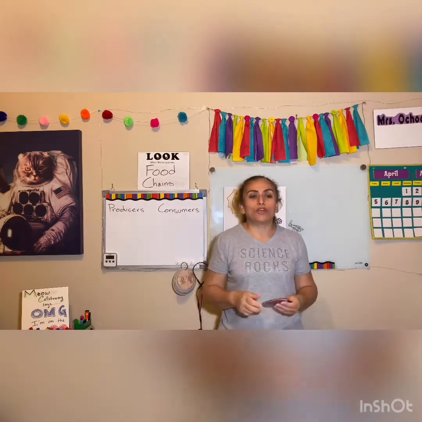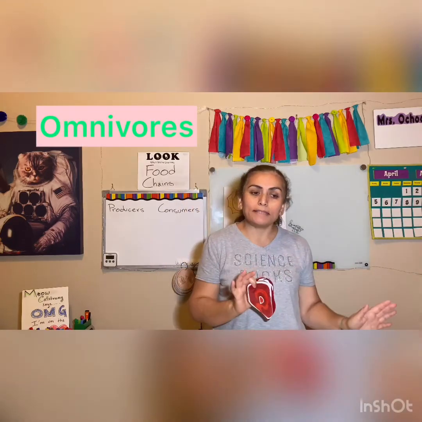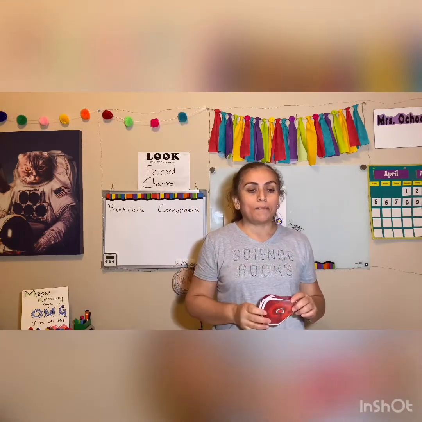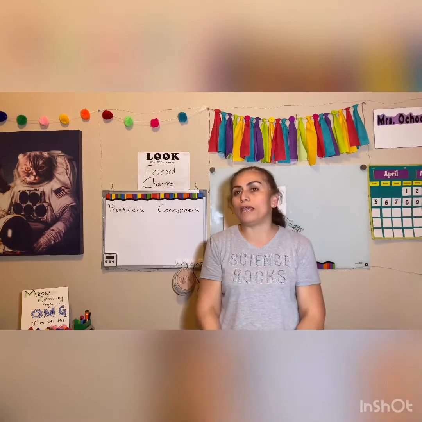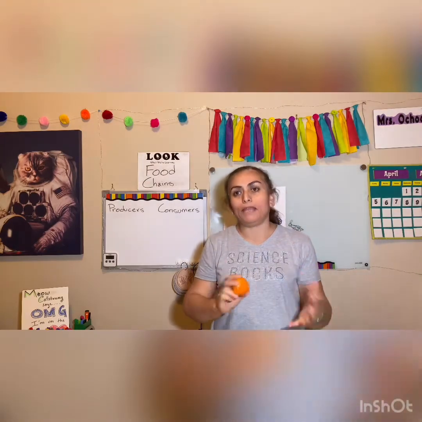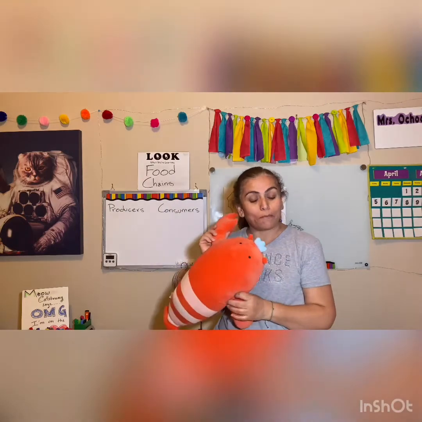Then we have this group that is called omnivores. So omnivores eat both. They eat plants and they eat animals. Like the red fox, for example, is an animal that eats meat and plants, but also people. People eat meat, but people also eat vegetables, and we eat fruits. So we're called omnivores. We eat meat, vegetables, fruits, and we also eat sea creatures. We eat fish or lobster, for example.